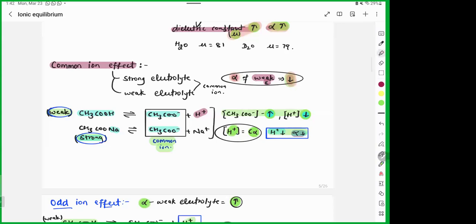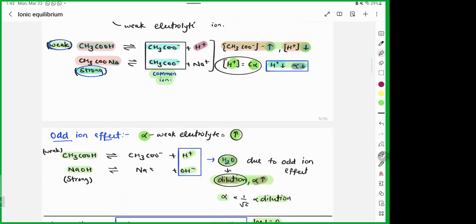Why? You have a weak acid CH3COOH and a strong salt giving the conjugate base, you know. So the common ion is CH3COO negative. Its concentration will increase, H positive concentration will decrease. And when H positive concentration decreases, alpha will also decrease. Understood? Any doubt? So the common ion effect reduces degree of dissociation, because acetate ion concentration increases, H positive ion decreases. H positive decrease means alpha decrease.